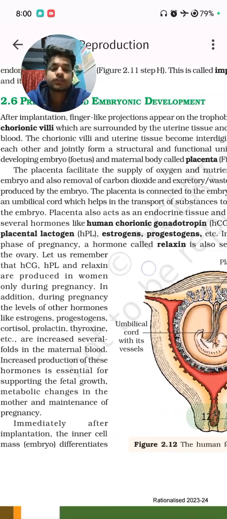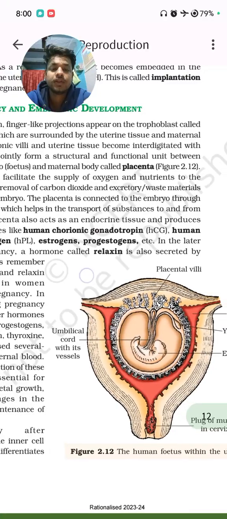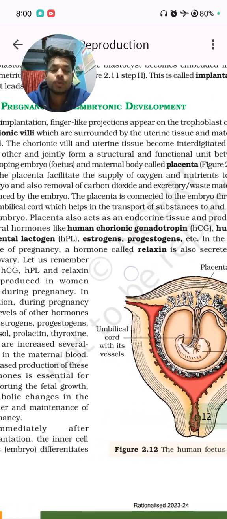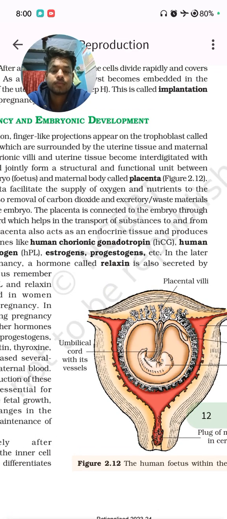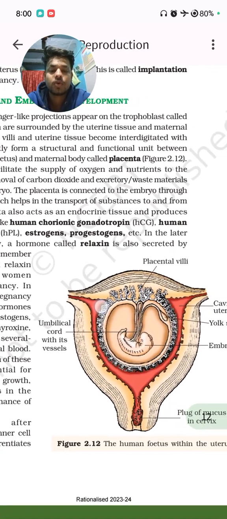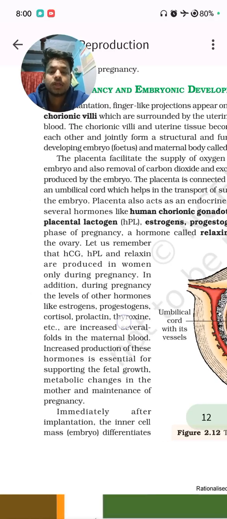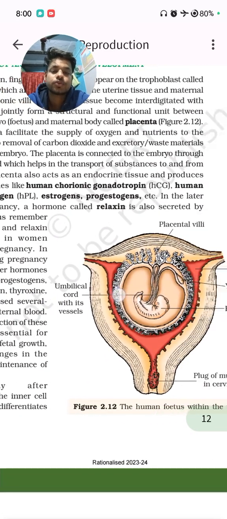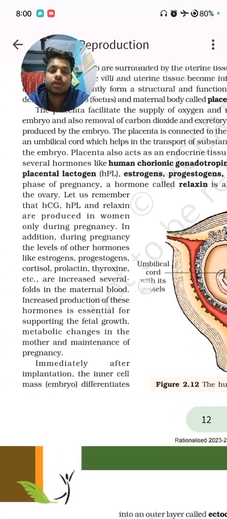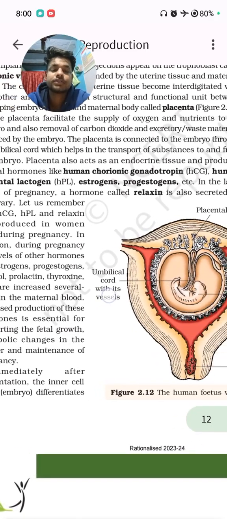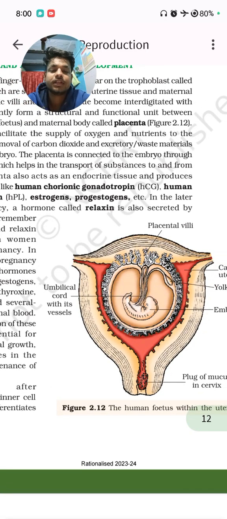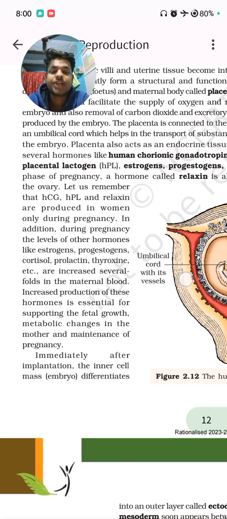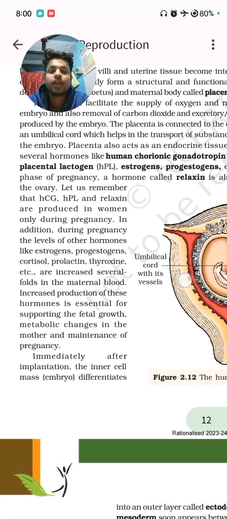The placenta also acts as an endocrine tissue and produces several hormones like human chorionic gonadotropin, hCG, human placental lactogen, hPL, estrogen, progestogens, etc. In the later phases of pregnancy, a hormone called relaxin is also secreted by the ovary. Let us remember that hCG, hPL, and relaxin are produced in women only during pregnancy.